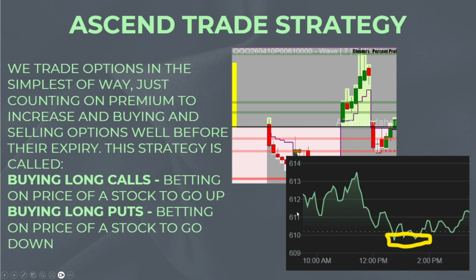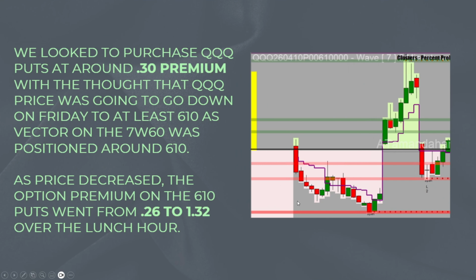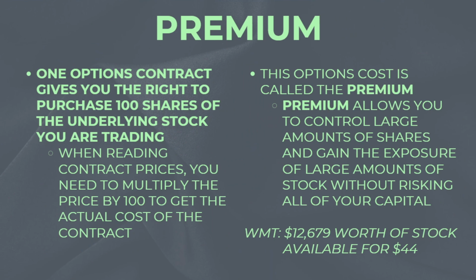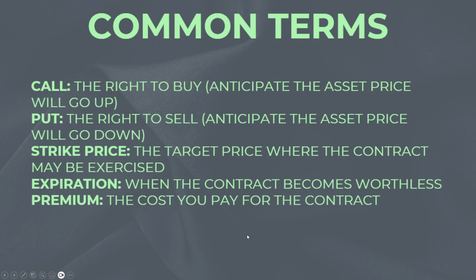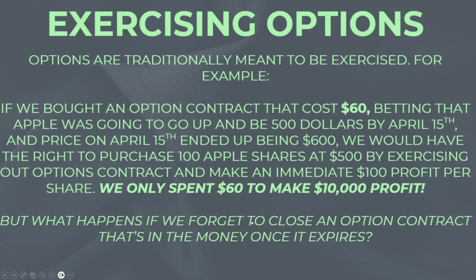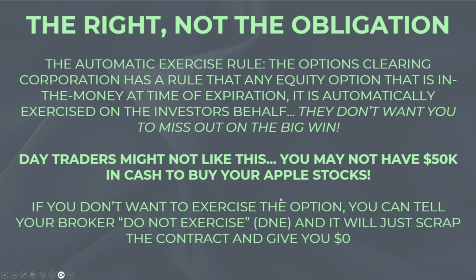The one thing I do want to say, if we go back up several slides, we talked about why trade options. We have this protection of your current asset portfolio and income from selling options. These are some advanced strategies. For some of you folks who've maybe been investing for years, you may have over 100 shares of particular equities. This is where those types of strategies come in. But if you have less than 100 shares of any equity in your portfolio, you can't really leverage these too much. But if folks are interested and do have larger portfolios, we would be very happy to talk about some of those advanced strategies as well.